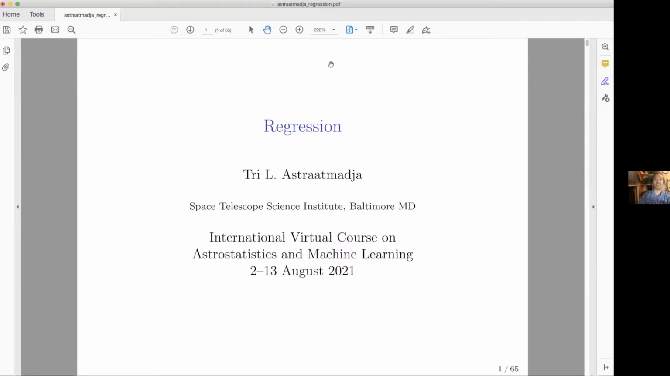So once again, let's pull up the slides. If I go full screen, can you see the whole screen or just some part of it? Yes, we can see it.